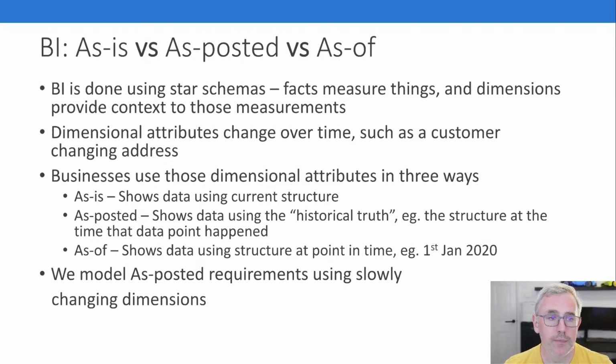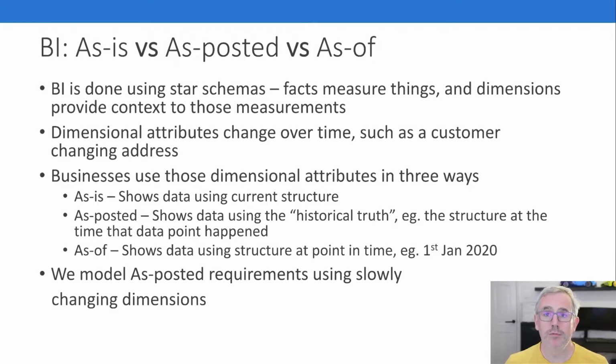Okay, a bit of background here. Businesses generally deal with three types of data. We've got as-is data, that's show me data using the dimensional values, the descriptors, as they are now. We've got as posted, which means the fact values, the actual numerical things we're trying to measure, are linked to our dimensions, and they show us those dimensions as they were at the time they were recorded.